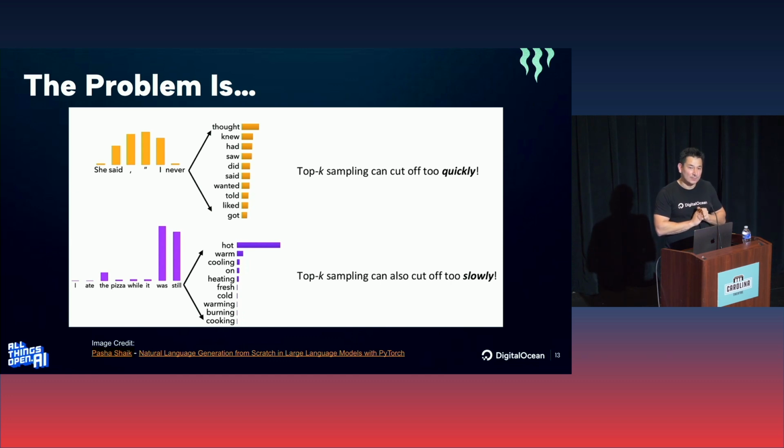So if we still stick with that top K as 10, and we look at the sentence on the bottom, "I ate the pizza while it was still," it makes sense that it's hot, right? If you were to complete that sentence on your own, it probably wouldn't be "I ate the pizza while it was still cold" or "warm," right? But probability-wise, the overwhelming majority, the transition should be "hot." But because we're doing K equals 10, it's going to randomly pick out of that data set right there.